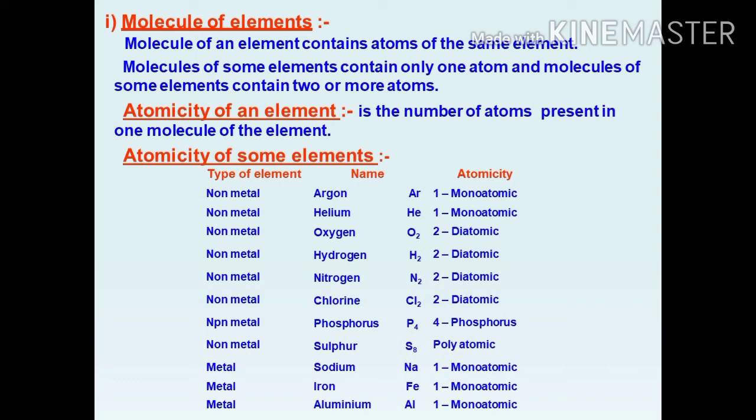Sulfur, S8, more than four atoms, so it is polyatomic. Up to sulfur they are non-metals. Then some metals are there. Sodium contains only one atom, so it is monoatomic. Iron contains only one atom, so monoatomic. Aluminum also has only one atom. Monoatomic.